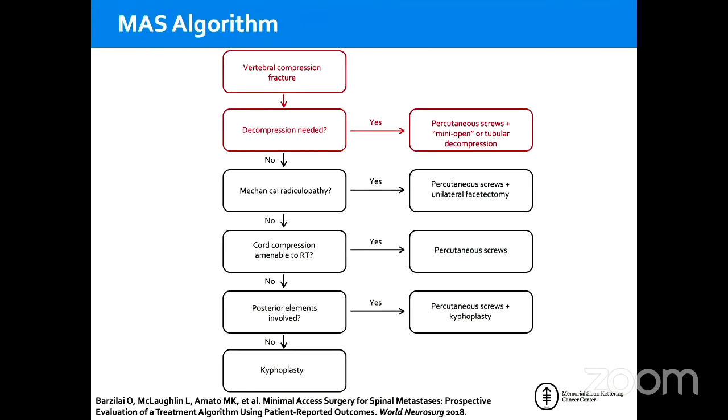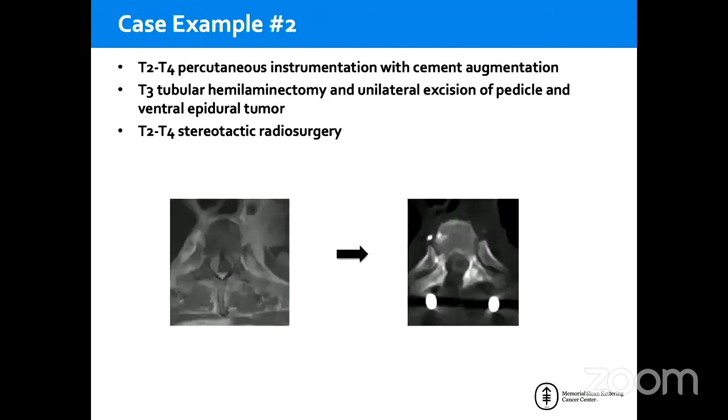She's not mechanically unstable, so same idea, decompression needed. We used a tubular retractor to do a laminotomy with resection of epidural tumor. You see that in the postoperative CT myelogram that we use for radiation planning. The epidural tumor is gone and spinal cord is decompressed. And she was able to get an ablative dose of radiosurgery very quickly.